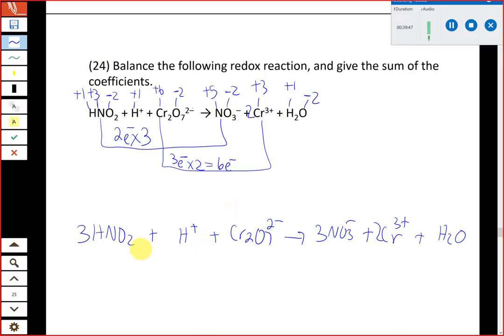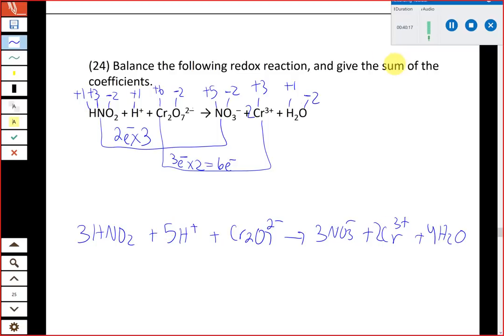So we see that on the reactant side, we have a total of 6 plus 7, which is 13 oxygens. On the product side right now, we have 9 from nitrate. We don't want to change that coefficient, so we need 4 more oxygens from water, so that we now have 13 oxygens on each side. And then on the product side now, we have 8 hydrogens. We have only 3 from HNO2, so we need to add a 5 in front of H+, and that should take care of all the balancing.